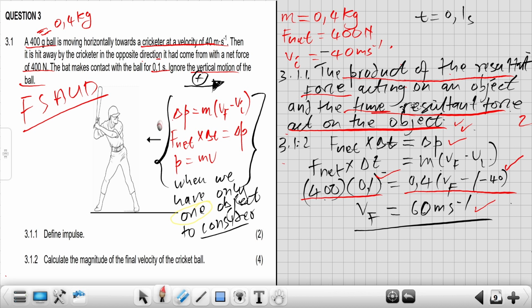So remember, it just said the magnitude of the final velocity. So we can still further assign it to say in an opposite direction to the ball, or in an opposite direction to the bat, depending on what it is that you want to say. But because the question only wanted us to calculate the magnitude, then it's fine for us to say 60 meters per second.